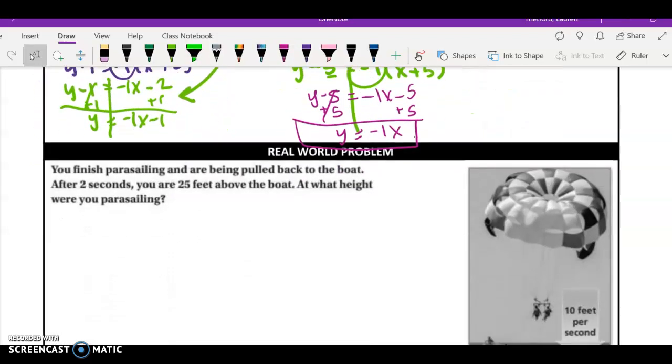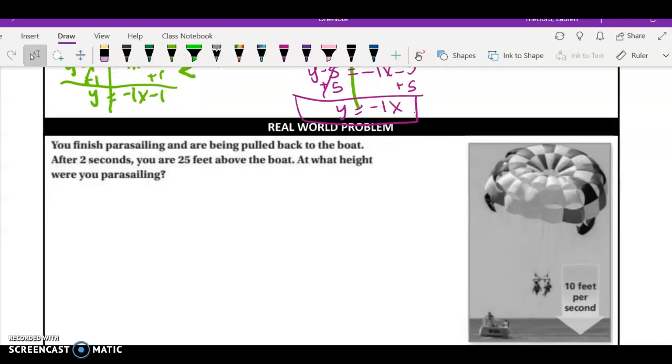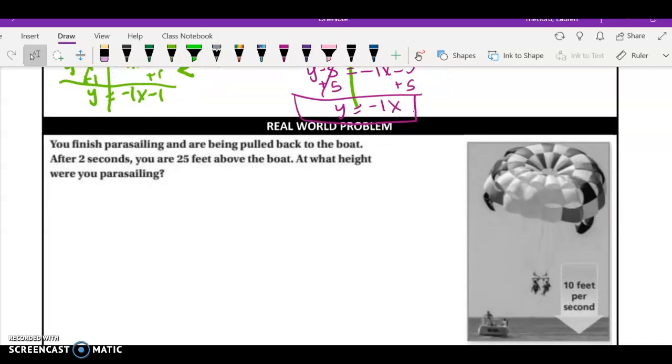Alright, so you've finished parasailing and are being pulled back into the boat. So parasailing is when you have a rope hooked to a parasail, which kind of is one of these things, and you're hanging from it. And that way when the boat goes, you take off and you can kind of float in the air. So after 2 seconds, you are 25 feet above the boat. At what height are you parasailing? Or were you parasailing?